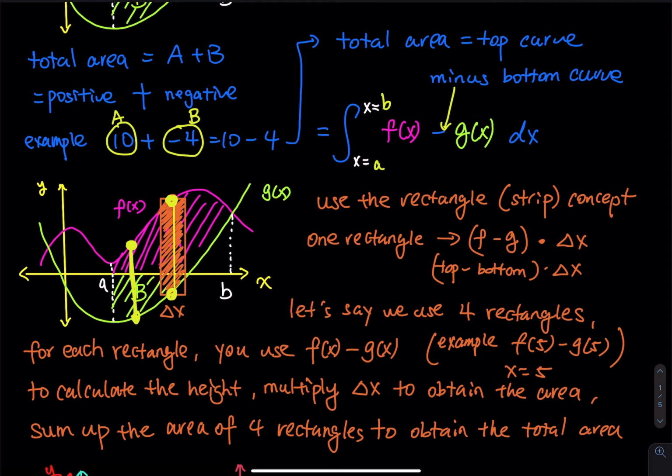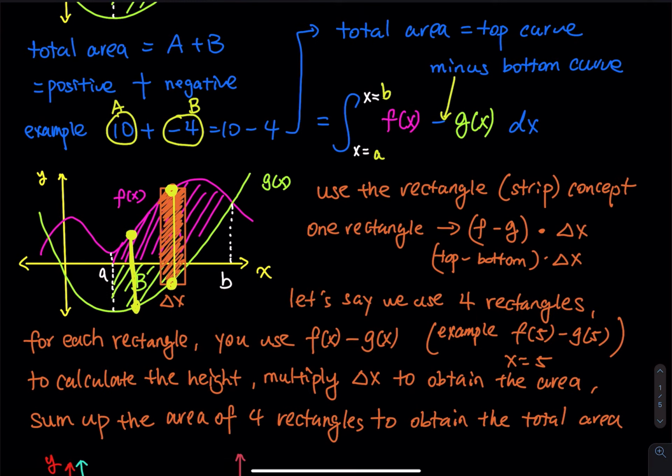So the whole concept, I wrote that right here, so you don't have to catch my words as I say them out loud. We use the rectangle. Some textbooks call that the strip. Strip means one rectangle. The rectangle concept. So for one rectangle, what is the area? The area is the base times the height, right? The base is delta x. How do I get delta x first of all?